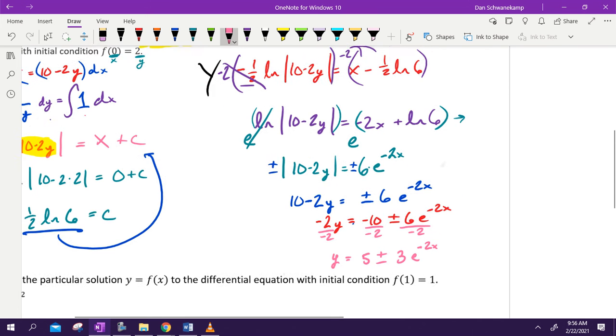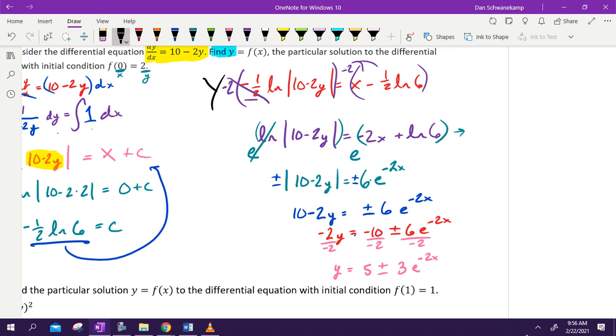We separated, we integrated, we solved for c, we solved for y. The last step we have here is options. Talk with your neighbor. Decide if that needs to be a positive or a negative sign. Thumbs up if you think it's positive. Thumbs down if you think it's negative. Getting a lot of negatives.